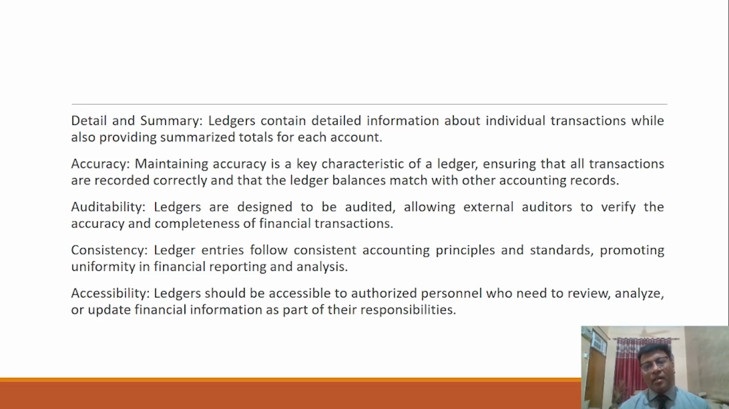For example, suppose there is a particular transaction and you have recorded it in the journal. Now, if you are maintaining the ledger, the same position should be there. Whether you are gathering the information from the journal or from the ledger, there should be the same result from the two books. Auditability, ledgers are designed to be audited. It means whenever the accounting books are audited by external auditors to verify the accuracy and completeness of the financial transactions, ledgers assist this particular work.